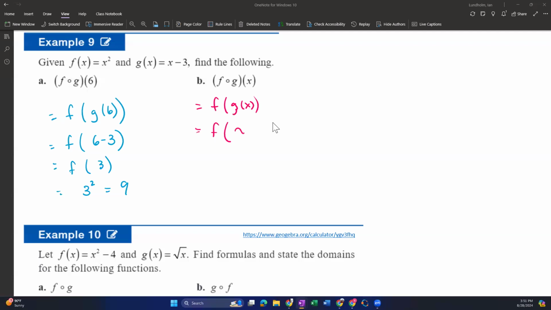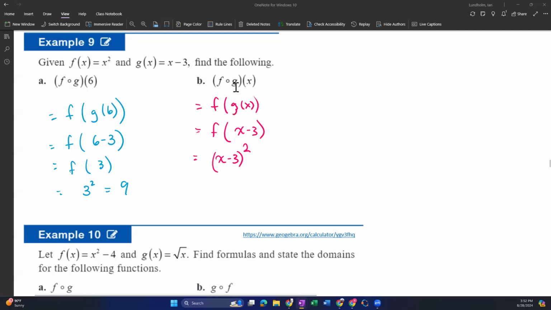g of x is x minus 3. And then here's the tricky part. x minus 3 is now the input for f. And so x minus 3 belongs on the inside, and then we square on the outside.